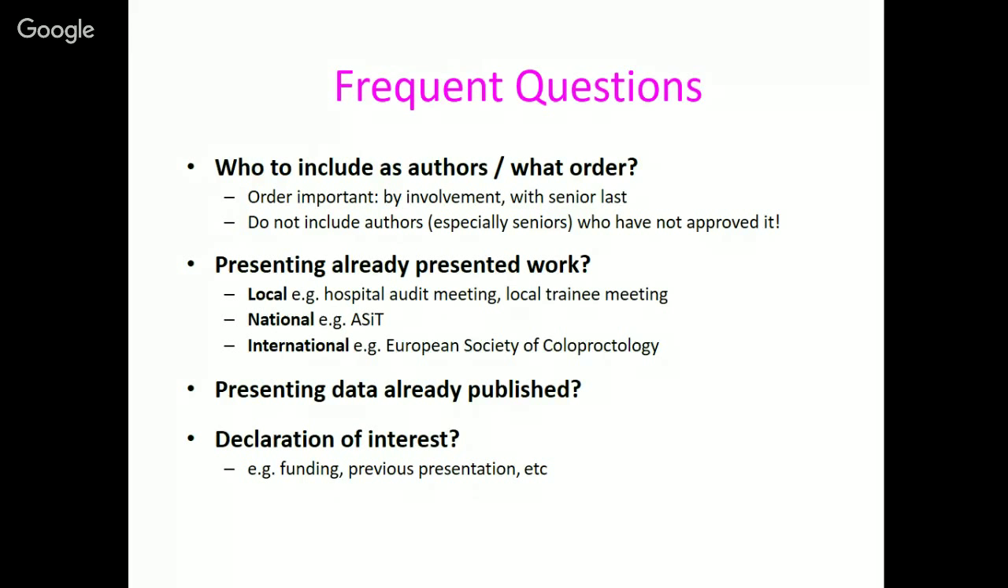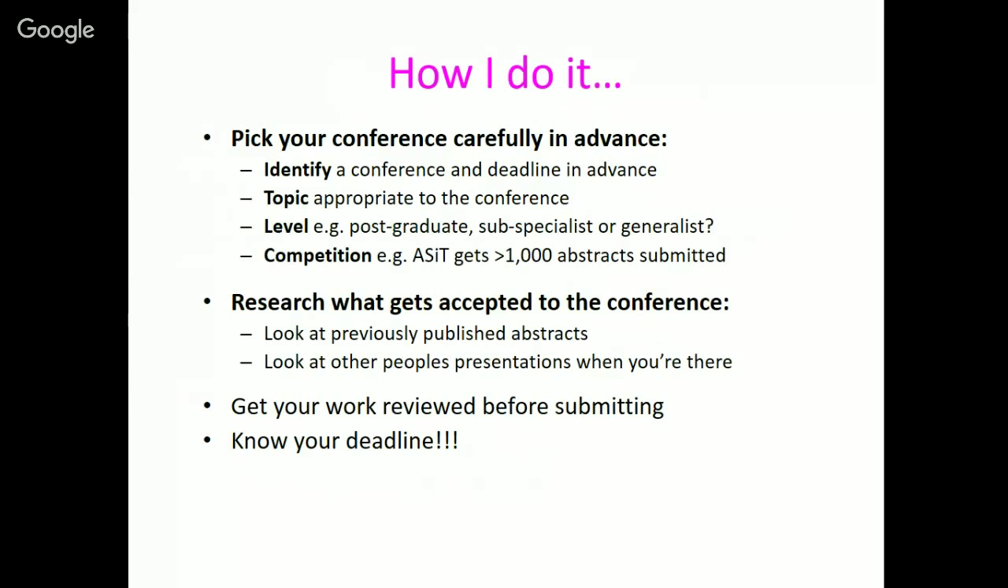So how do I do it? Thinking about conferences specifically, I identify conferences and deadlines well in advance. I select a topic that's appropriate to the conference. I will make sure that I'm aiming it at the right level. And I will always make sure that I'm aware of what the competition is likely to be. What else are people going to submit, for example?